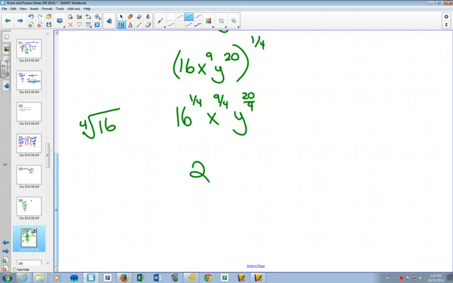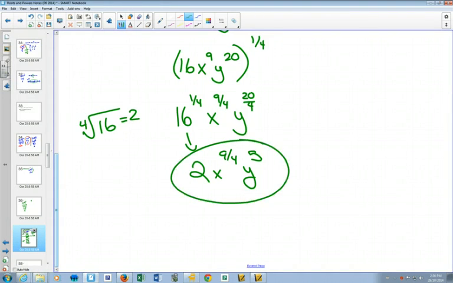Yes, 2. So you have to always be looking at your numbers and ask yourself, is that one of the ones that I could simplify? 16 to a quarter, that's the 4th root of 16. Yes, that's equal to 2. So 16 to the 1 quarter is 2. I can't simplify the 9 over 4, but the 20 over 4 just becomes a 5. And this is exponential form and simplified.